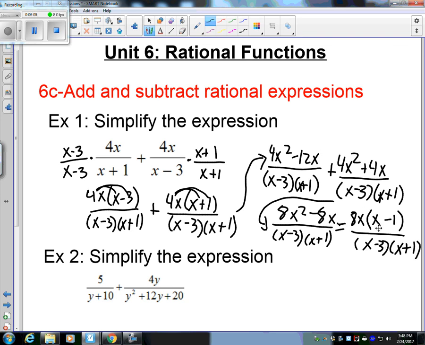So now I look to see if I can simplify the numerator and denominator, and unfortunately I cannot. X minus 1, x plus 1, they're not the same. They're not the opposite, so I can't divide by negative 1. So we just got to move on. That's our final answer there.